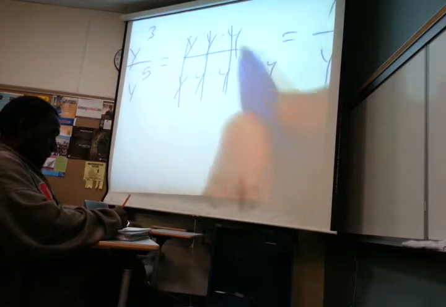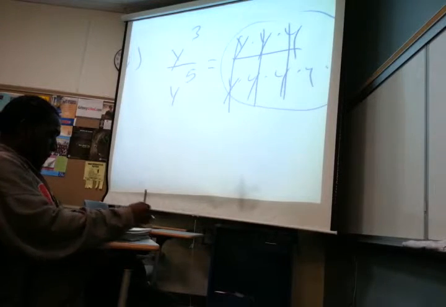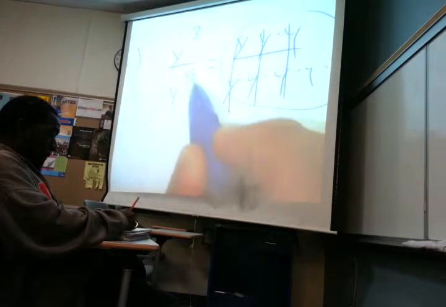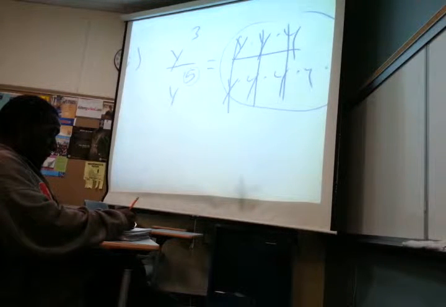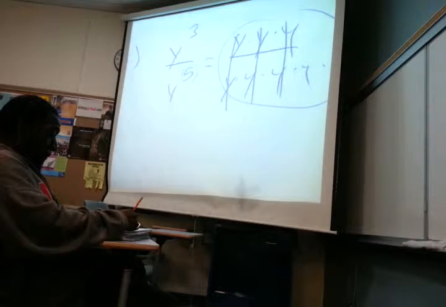But do you see how you really don't need this step? Looking at the original one, how many would cancel? 3. How many more does this have? 2. So they're left alive on the bottom. 3 y's kill each other, 2 are left on the bottom alive. Thank God I don't have to do this step, because what if I had this?